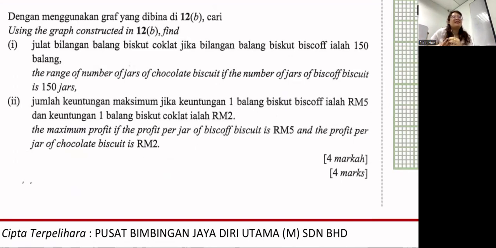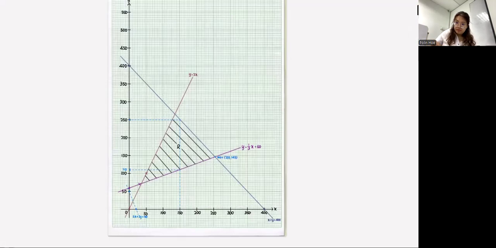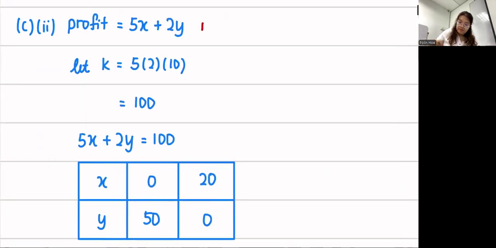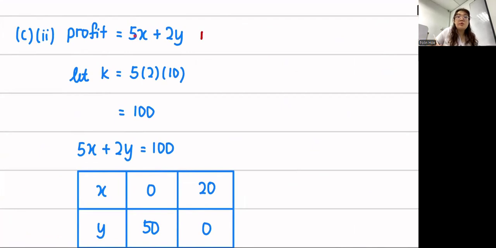We are going to find the objective function. Find the maximum profit. The words maximum profit tell us that later I have to find the maximum point. If the profit per jar of Biscoff biscuit is 5 ringgit, and the profit per jar of chocolate biscuit is 2 ringgit, see how I write, I have my profit, 5 ringgit for Biscoff, 2 ringgit for chocolate, and I have to find this objective function. We use the multiples. Usually we multiply, but I got 10. 10 is equal to 5x plus 2y.